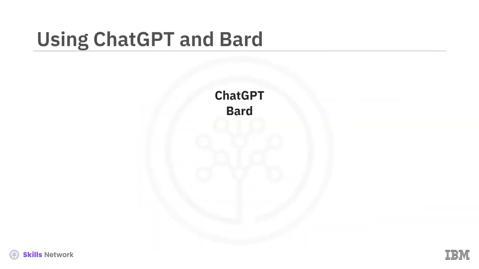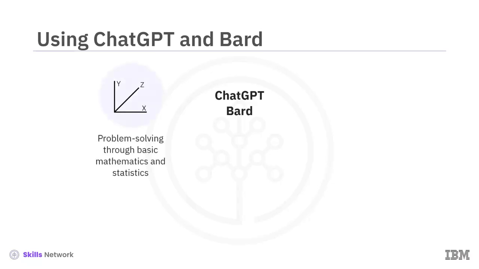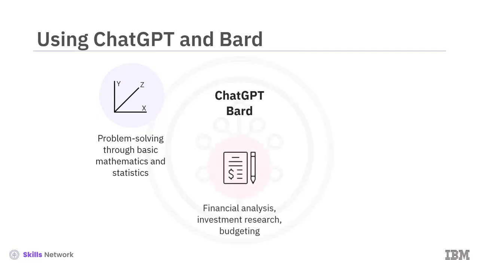ChatGPT and Bard offer capabilities for other valuable use cases. For example, they can help you with basic mathematics, statistics, and problem solving through these subjects. They are also proficient in financial analysis, investment research, budgeting, and more. Furthermore, ChatGPT and Bard can generate code and perform code-related tasks across various programming languages and frameworks.